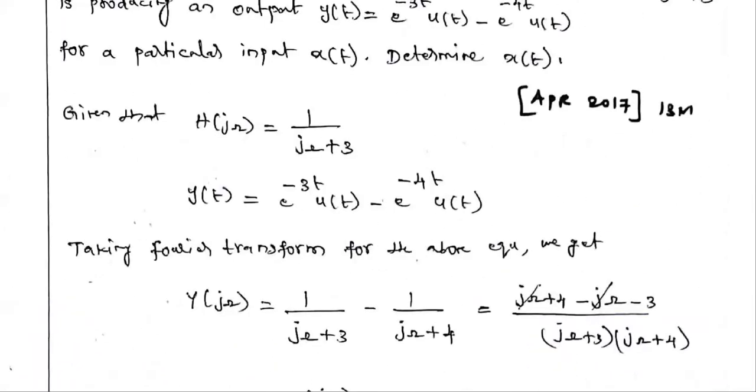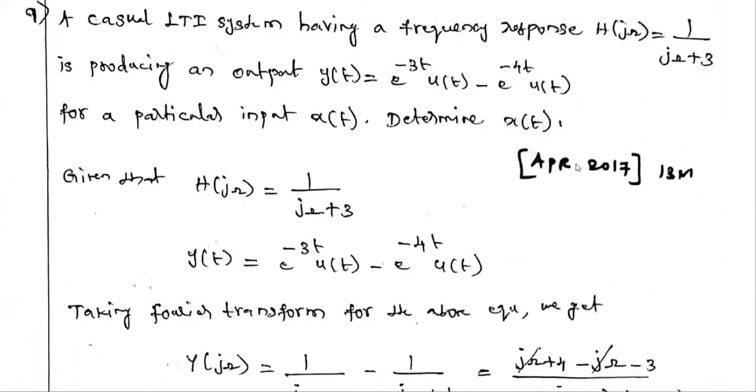It's a 13-mark question, April 2017. So you just understand first what data is given and which type of transform we have to use. Why in this problem are we using Fourier transform? Since H of j omega is given. H of j omega means the Fourier transform answer is given. So we may use the Fourier transform method.